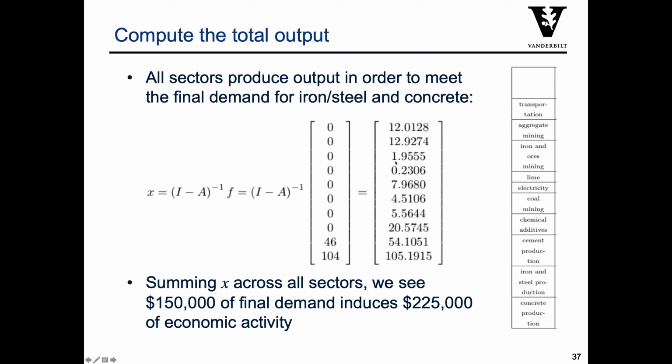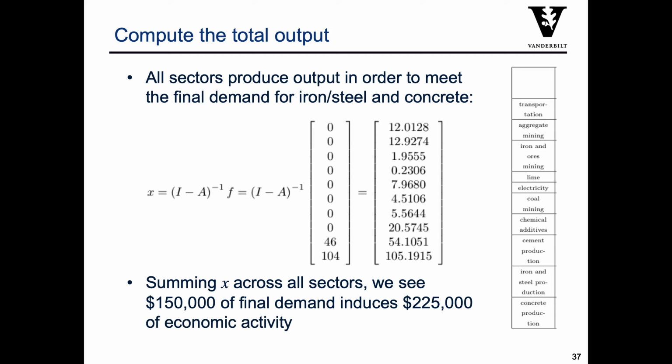$12,000, $12,000, $1,000, less than $1,000, and so on. Okay, and so what is fun to do here? This is the total output required from all of those sectors to produce the $150,000 roadway. If we sum down this vector x that we calculated, we can see that we'll get a total of like $225,000 worth of economic activity. In other words, building that $150,000 roadway induced $225,000 of total economic flow in the economy.